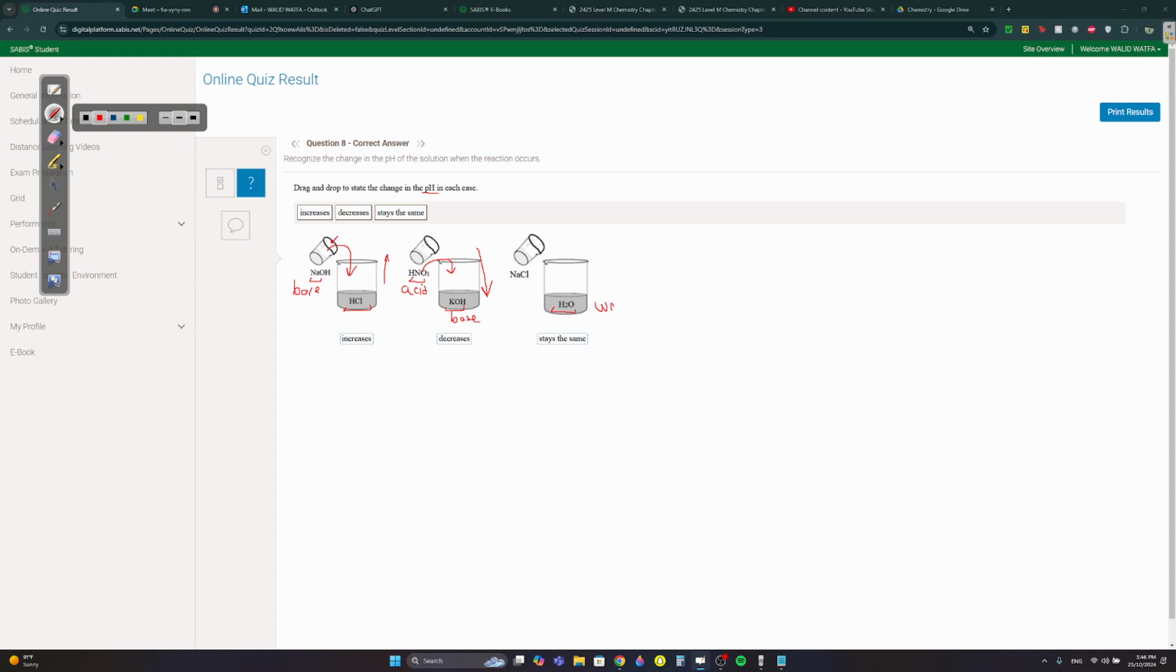Here you have water and you're adding NaCl. It's not an acid, it's not a base, it's a salt. So is the pH going to change? No, it's going to stay the same.